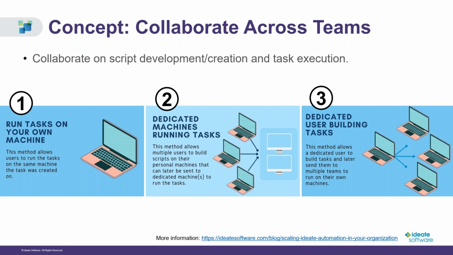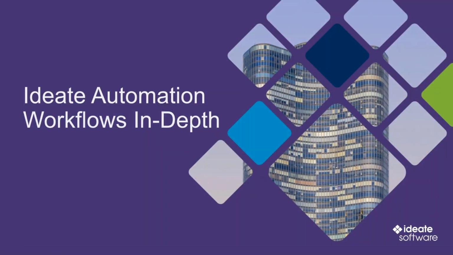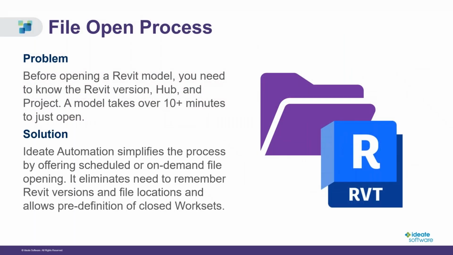If I go through them, the first one is creating the tasks on your machine and then running them on your machine, or having multiple users building the tasks and then offloading them to another machine, maybe more powerful, to run these tasks. Maybe it's a dedicated machine, or you have one user building the tasks and then other computers running these tasks. And I've written a blog on that, scaling Ideate Automation in your organization. I went through some of these workflows that you can implement. Let's have a look at some of these workflows.